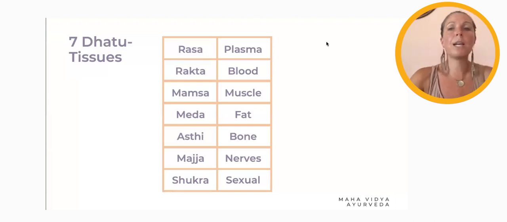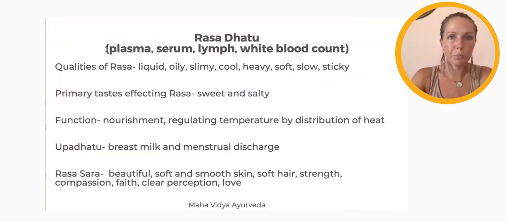So just to recap on the 7 dhatu or tissues, rasa is the one we'll be talking about today. That is the plasma. Rakta is the blood. Mamsa is muscle. Meda is fat. Asti is the bone. Majja, the nerves. It's the bone marrow also. And shukra or artava, the sexual organs and tissues.